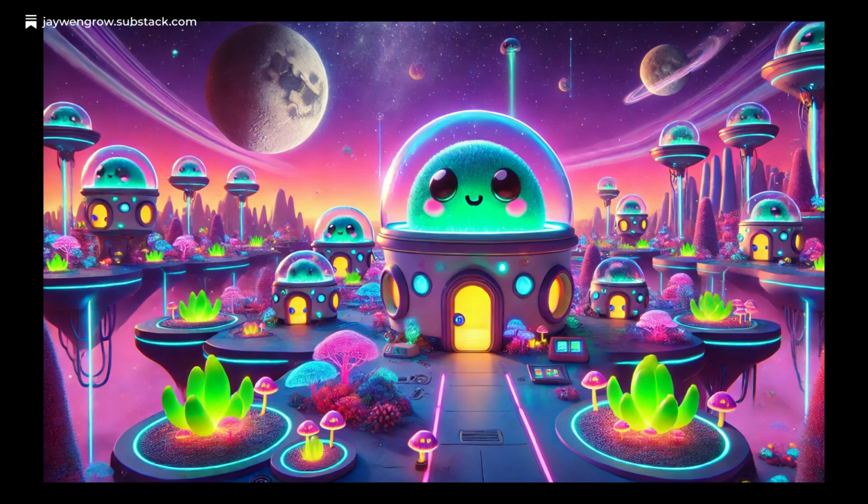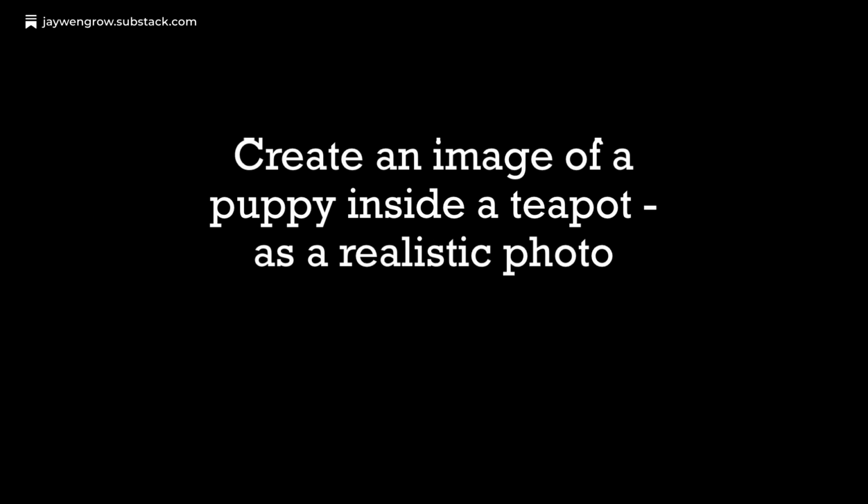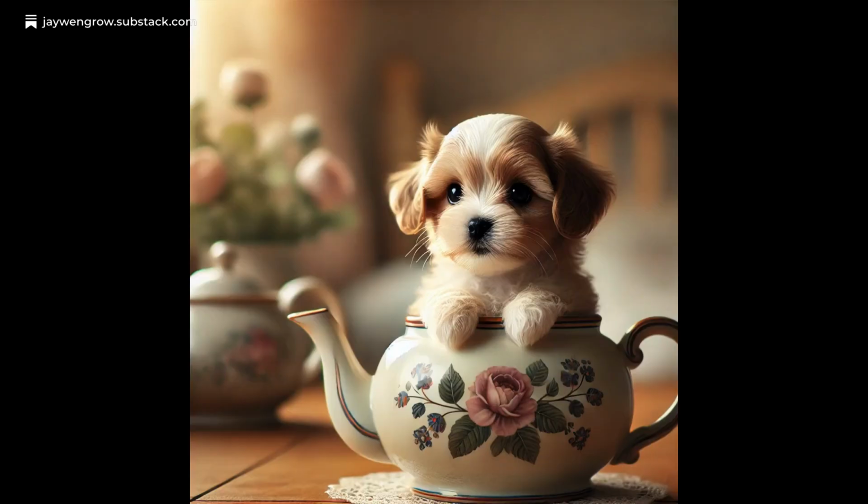One of the really cool things about DALL-E is that you can request so many different sorts of art styles. Let's say we want an image of a puppy in a teapot. We can explicitly ask for it as a realistic photo. Create an image of a puppy inside a teapot as a realistic photo. From here on in, I don't even need to create the whole prompt again. I can just specify the style in my next prompt like this. As a Van Gogh painting.